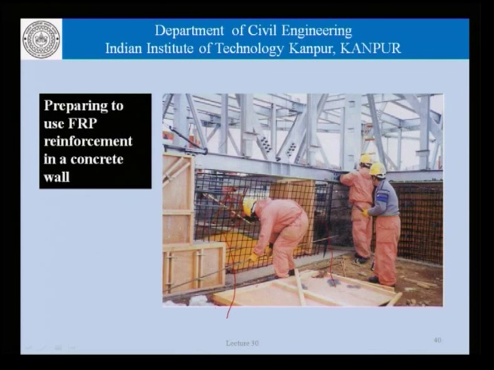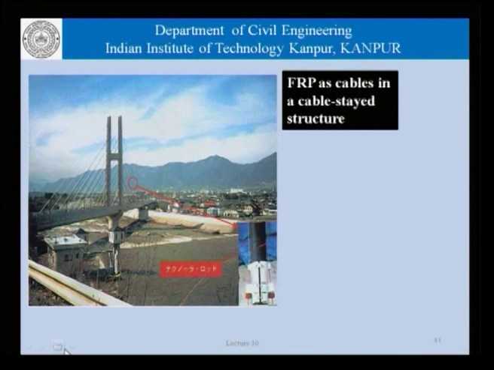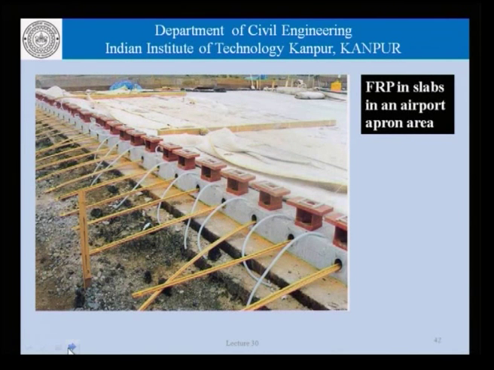In this case, we are using FRP as cables. These cables are FRP cables in a cable stayed bridge. Another example is shown here, where we are trying to use FRP in the reinforcement of slabs in the airport apron area.